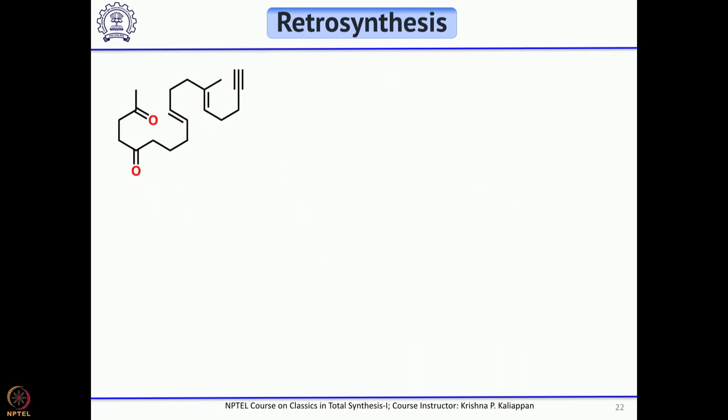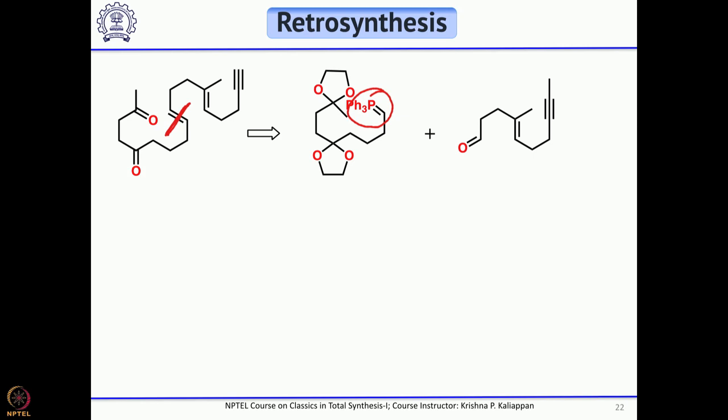And this 5-membered ring can be obtained from this diketone. This diketone, just an aldol reaction will give the 5-membered ring, followed by Grignard addition, you will get the tertiary alcohol. And this can be obtained by a Wittig reaction. If you break this bond, you have the Wittig salt and this aldehyde. And this Wittig salt can be made from the corresponding bromide.